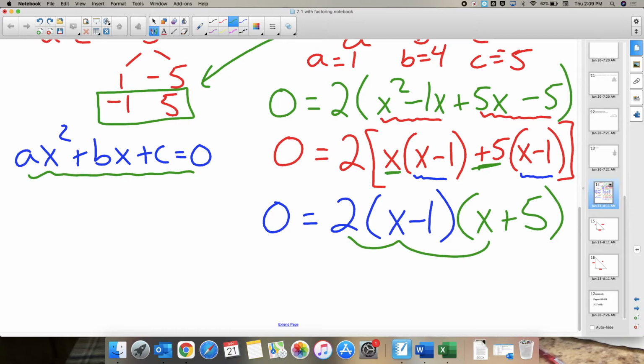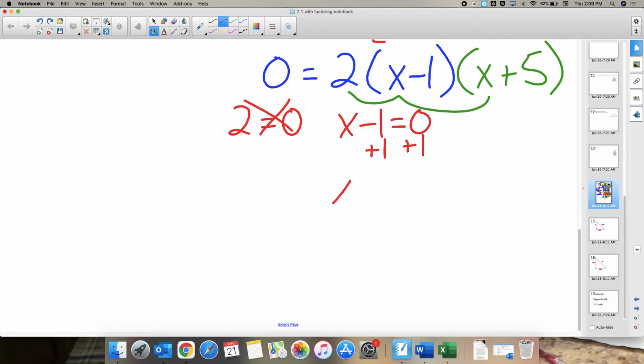The reason we do that, when you multiply things together and you're going to get 0 as an answer, the only way that is possible is if one of those things is 0. So you have the option either 2 equals 0, which it never can, x minus 1 equals 0, which means when I add 1 to each side, one of my solutions says x equals 1. Or we have x plus 5 equals 0. Whoops, not x plus 5 equals 5.